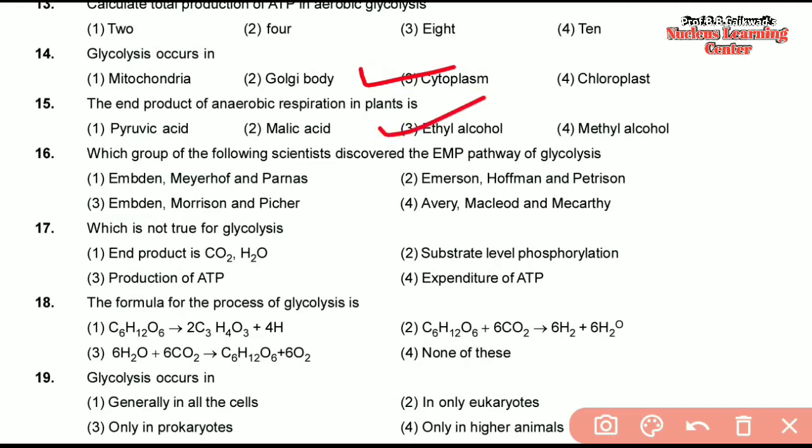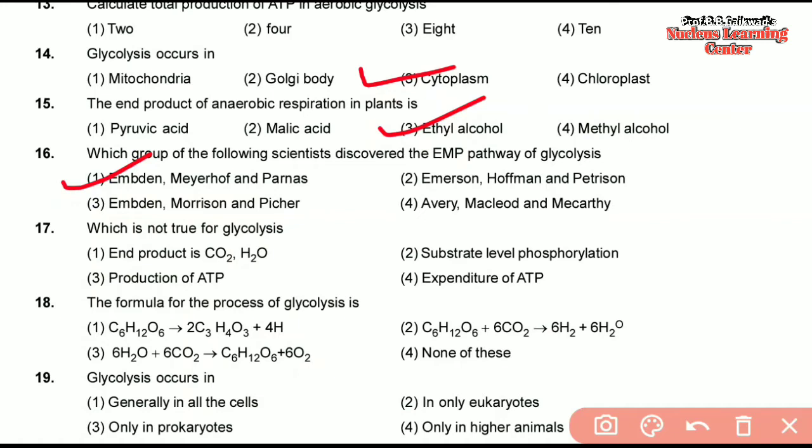Okay, right. Next MCQ is: which group of the following scientists discovered the EMP pathway of glycolysis? Glycolysis is alternatively called the EMP pathway because the reactions of glycolysis were found out by the 3 scientists Embden, Meyerhof and Parnas. First option is correct. Right.